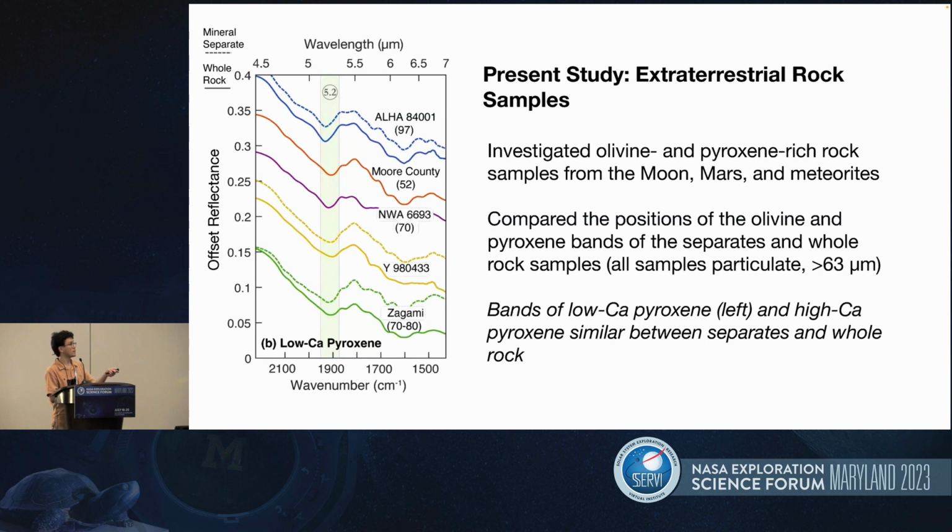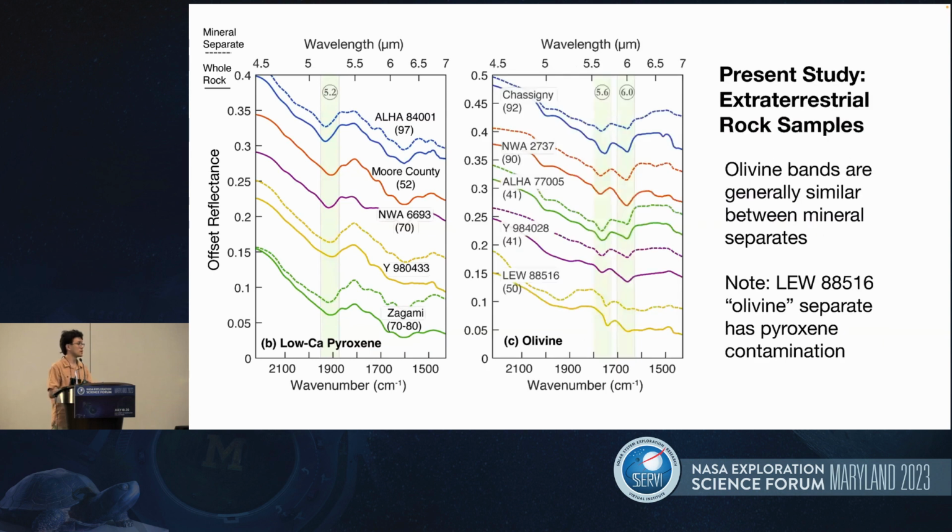What we have are low calcium pyroxene dominated samples that vary in the abundance of pyroxene from 97 weight percent to as low as 52 weight percent. And what we see between the mineral separates, the dashed lines, and the whole rock samples, the solid lines, is a general resemblance in the shape of the spectra. This is broadly true for the olivines and for the high calcium pyroxenes as well, with a couple of interesting cases where we have both olivine and pyroxene detectable within an individual sample.